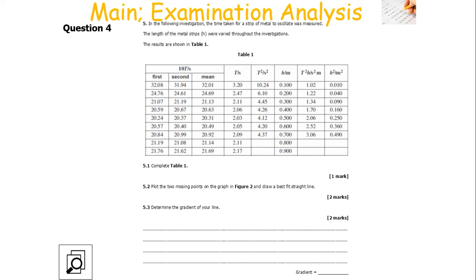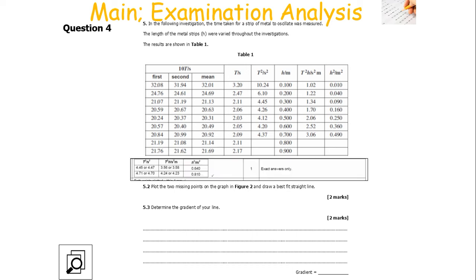When you're completing table 1, you need to look at the values and work them through. Please note that for t squared, we're giving our value to 2 decimal places, so you should give your value in your calculator to 2 decimal places. It's the same for t squared h, and then h squared is to 3 decimal places. So you give your answer to that and work it through as such. You then plot your points and draw your best fit line in there.